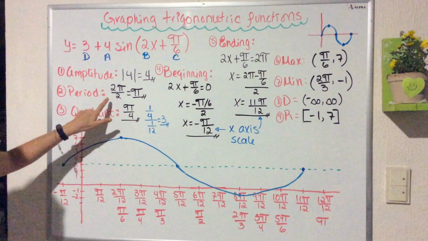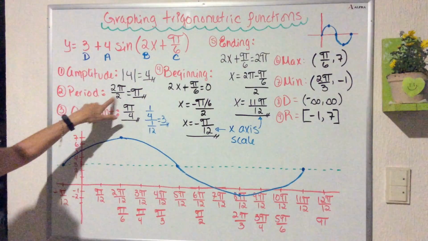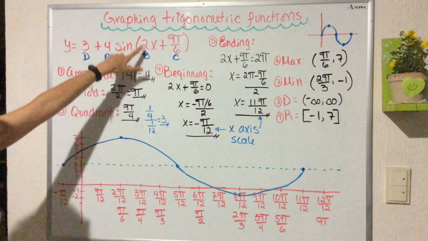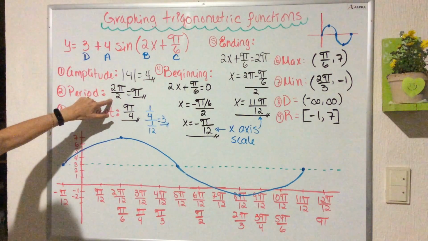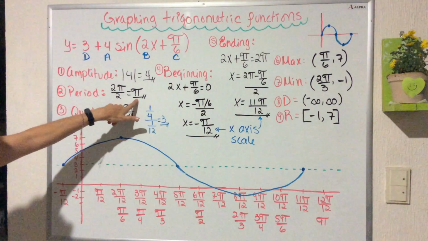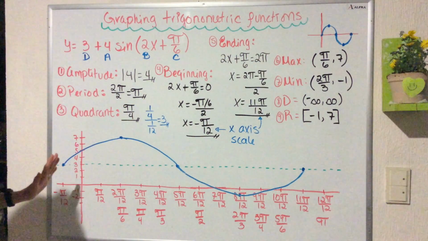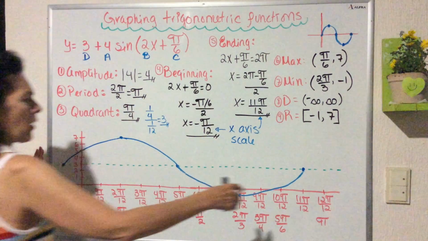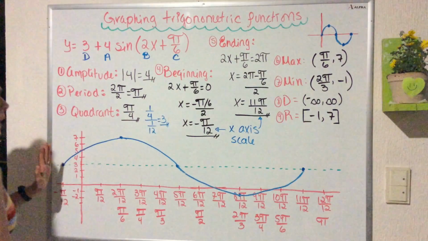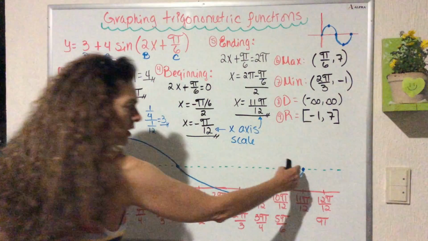Period. Remember that the formula for period is 2 pi over b, and b equals 2. So we have 2 pi over 2. We simplify and we get pi. The period, remember, is the size of our graph. So we are going to have 1 pi from the beginning to the end.